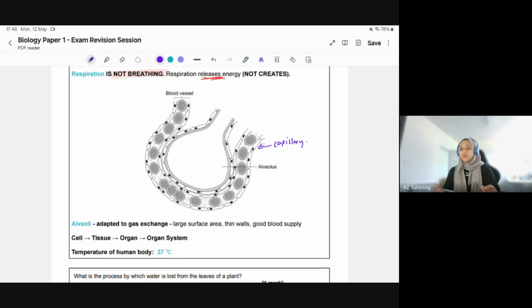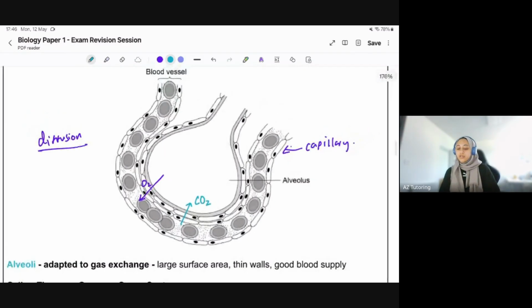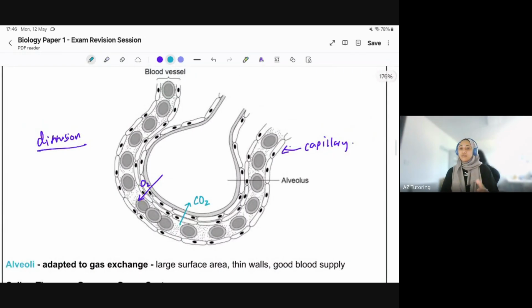They also have very thin walls because diffusion is happening between them. So diffusion is taking place. And remember, when diffusion is taking place, I know we do speak about oxygen quite a lot, like the oxygen is coming out of the alveoli into the red blood cells. But at the same time, carbon dioxide is also leaving the capillary through the alveoli, which we then breathe out.